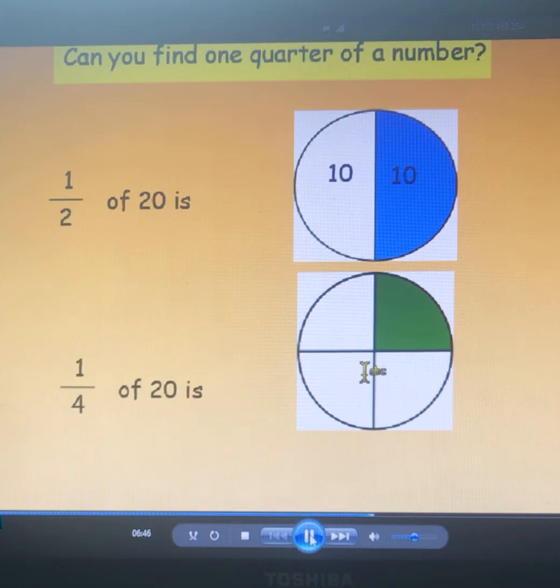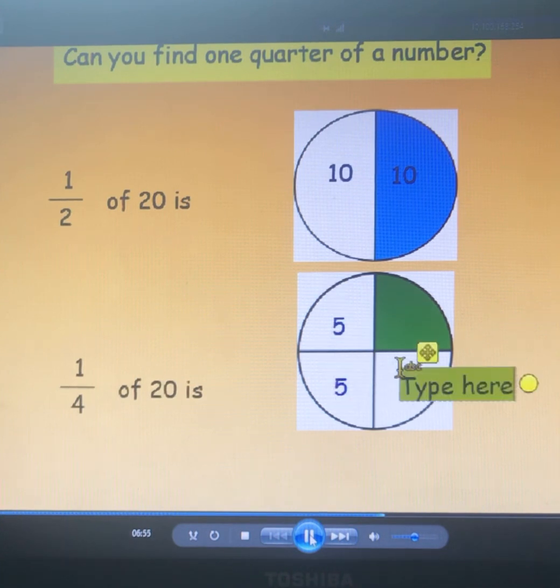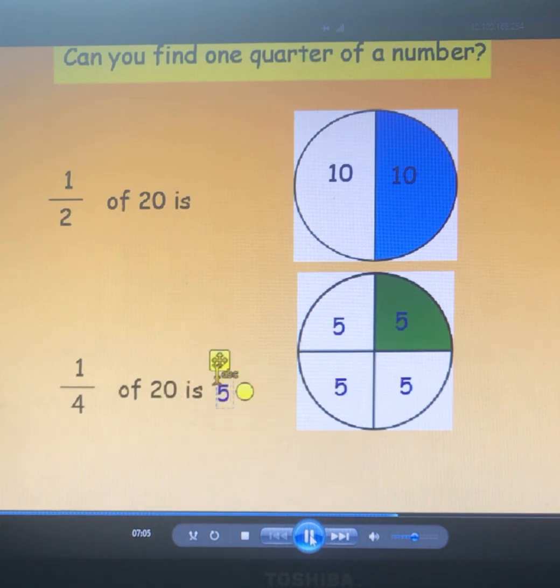So half of 20 is 10. Half of 10 is 5. If we counted in 5s, let's check that we're right. We've got 5, 10, 15, 20. So the whole is 20, but 1 quarter is going to be 5.